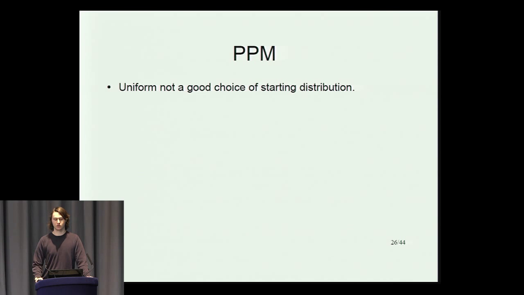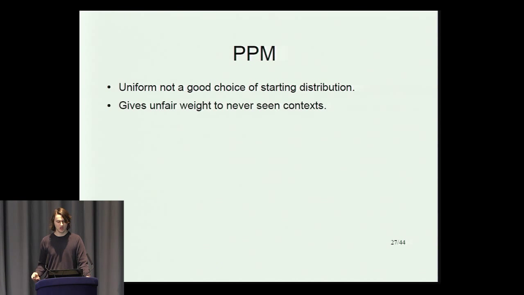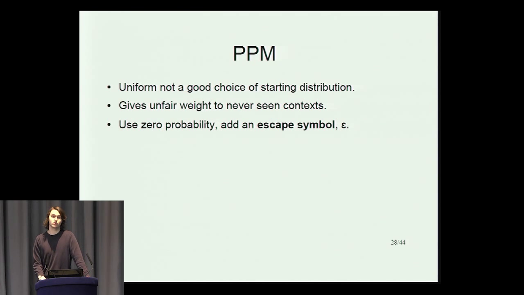Something we also have to deal with is how do we initialize these tables? We could initialize them to be uniform, but that's actually giving far too much weight to symbols we've never seen before, because you won't see very many combinations, especially in such large contexts. So what we'd like to do is use a zero probability for things we've never seen before. But that would take away our ability to ever encode them. So we're going to add an extra symbol, the escape symbol.